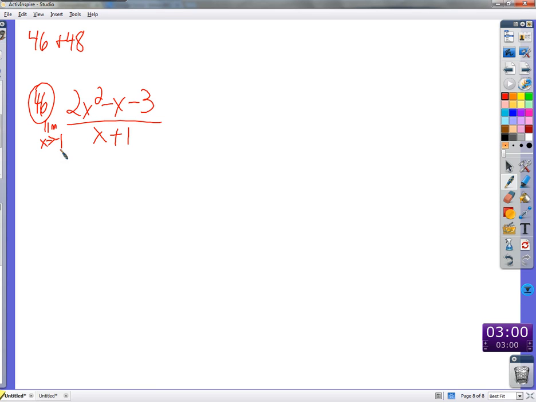Okay? So we'll start at 46 together. If this were any other x value besides negative 1, we could just plug it in: 0, 1, 2, 3 halves, whatever. The thing that happens, though, when we plug in negative 1 is we get a 0 in the denominator. So what we're going to do is get rid of that problem, get rid of that pole. So you can see we get 0 over 0 when we plug in negative 1.